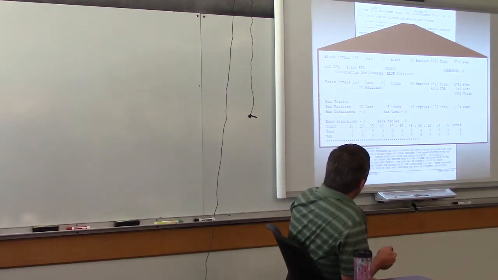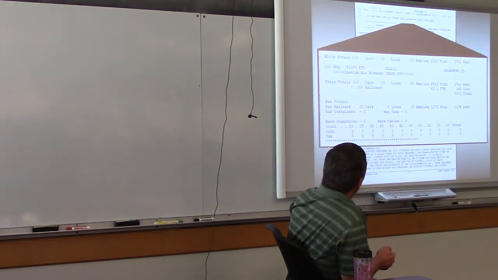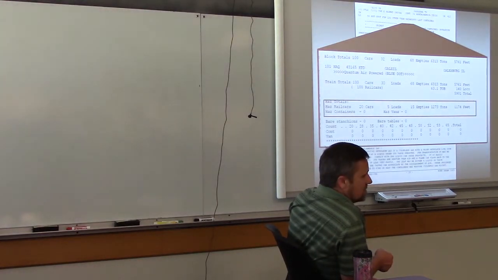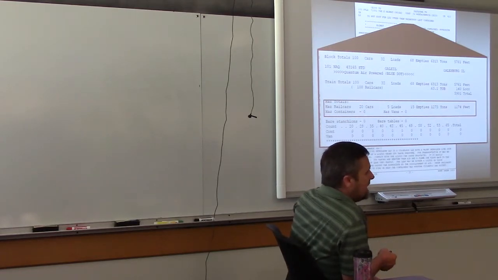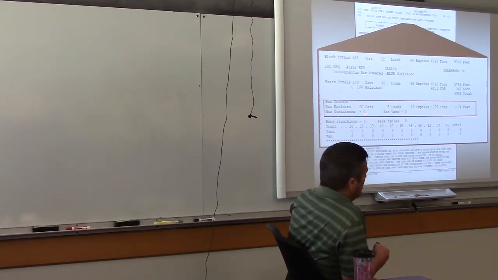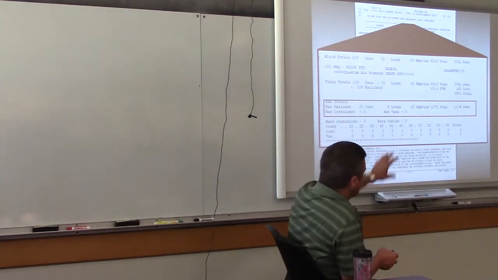Train totals, we already talked about all that. Hazardous car information. Kind of an overview. We've got 20 cars that are hazmat. Okay? 5 of them are loads, 15 of them are empties. So, if I asked you what's the train soup of the hazmat cars, that's what we're talking about, right? Well, how many hazardous containers do we have? None. Hazardous vans? None. And we know what those go on, right? Intermodal cars. That's the actual container or the truck trailer.